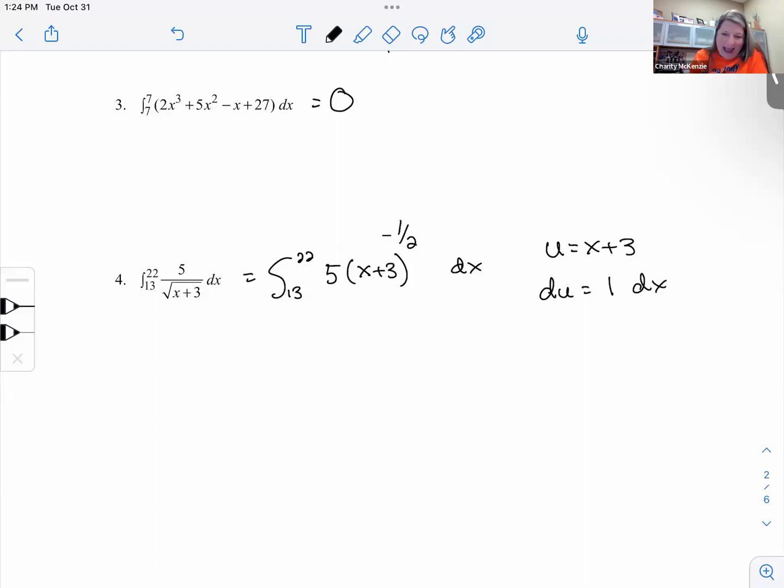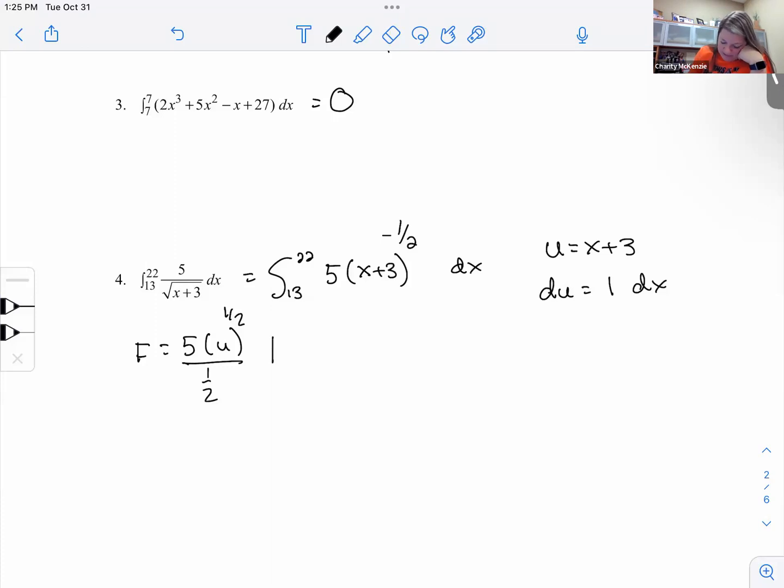Okay, so then I'm going to add 1 to 1/2. So I'm going to write that out. We're going to add 1 to 1/2. So we still have the 5, and then now we have a u. To add 1 to the 1/2, I get 3/2, divided by that 3/2. So I'm going back to that u, and then I can put the u back in.